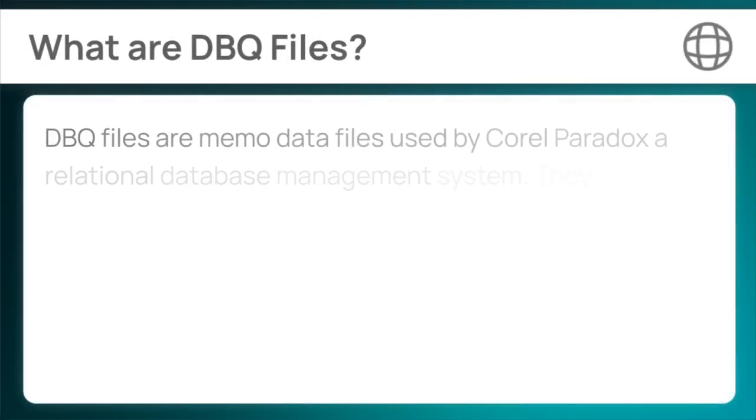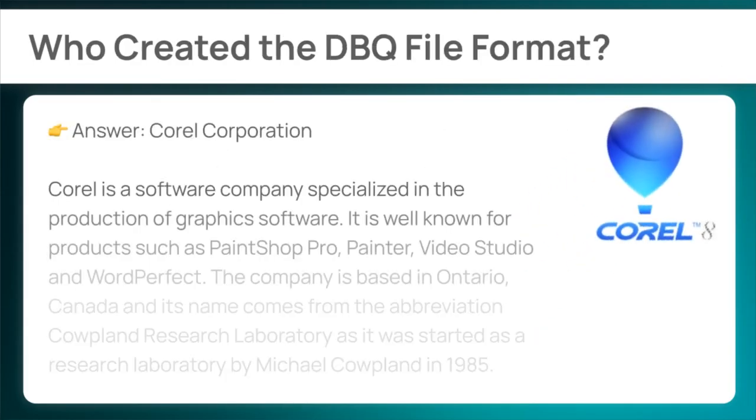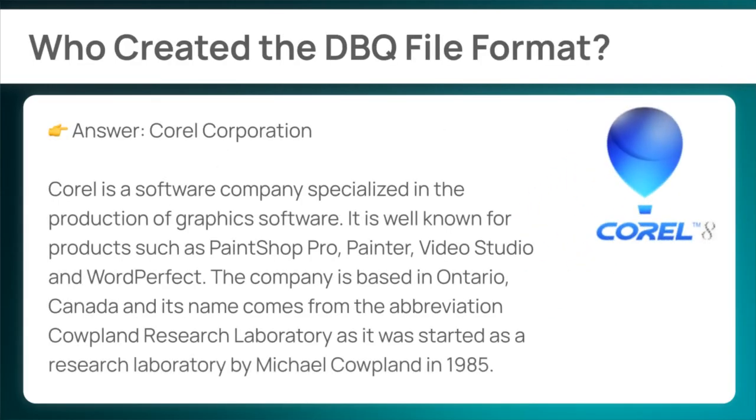DBQ files are memo data files used by Corel Paradox, a relational database management system. They store the actual content of Memo or BLOB, binary large object fields referenced by main DB database table files. Memo fields hold long text or binary data that exceeds the size limits of standard table columns in Paradox databases.